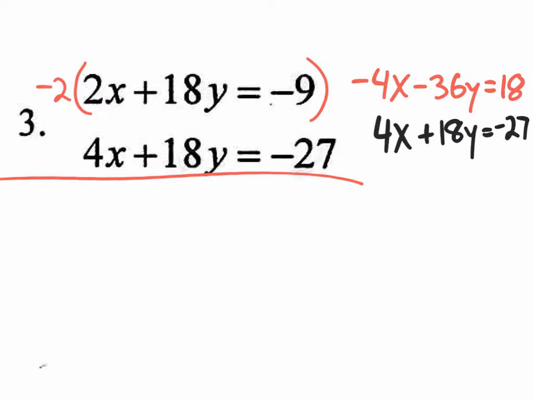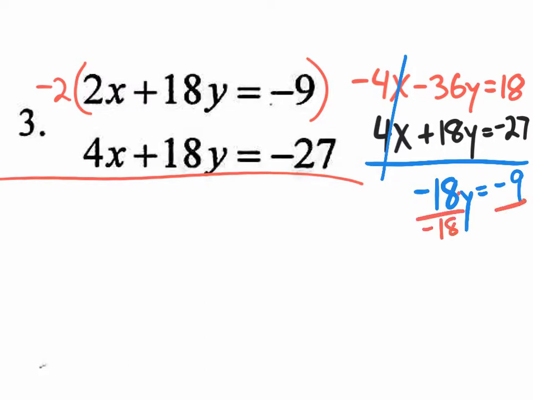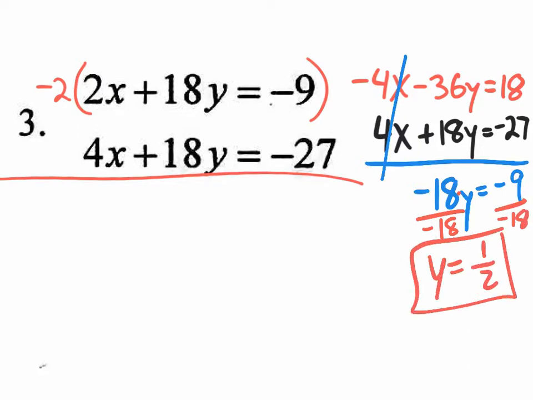So the original one, it wasn't ready to cancel. 2 and 4 is 6. 18 and 18 is 36. That didn't work. After modifying the top one, now I am able to combine and cancel. So these guys combine, the x's cancel, -36 with a +18, that gives me a -18y equals, what is that? -9. Dang, it's ugly. Why? Because to get rid of that -18 in front of the y, I'd have to divide by -18. And I'd get y equals +1/2. You can't really divide 9 by 18.